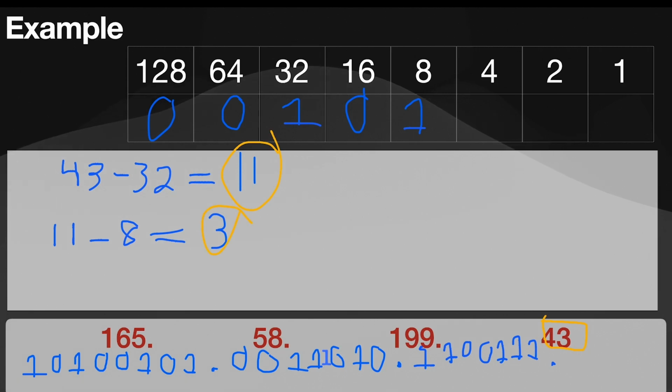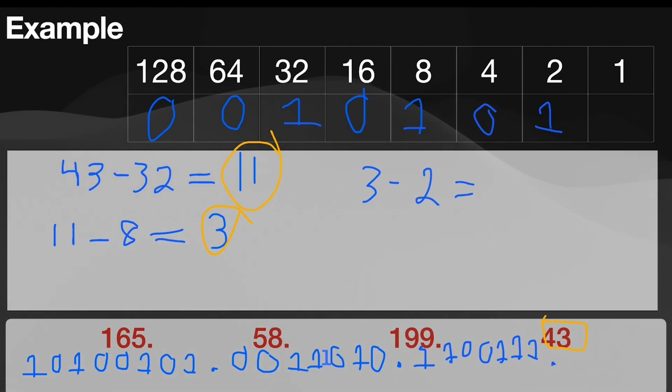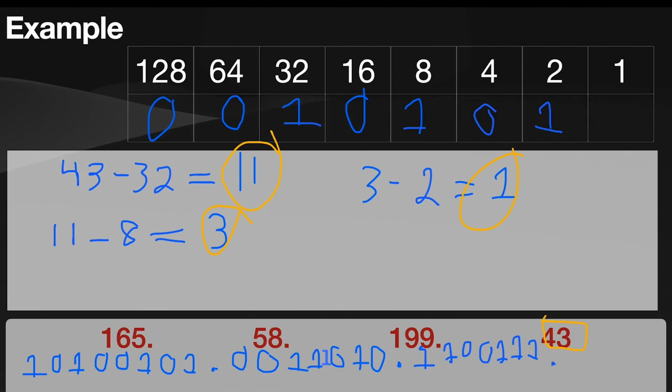So 4 is greater than 3, so that's a 0. 2 is less than 3, so that's a 1. And 3 minus 2 equals 1. And then right here, 1 is equal to 1, so that's a 1. So then that finishes off that octet. So 1 0 1 1.